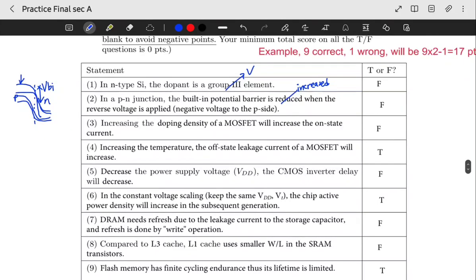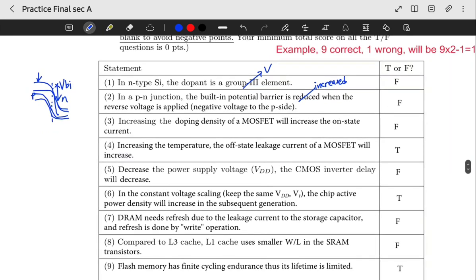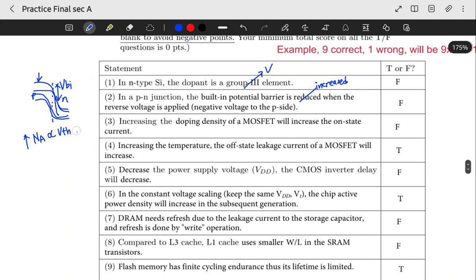Number 3, increasing the doping density of the MOSFET will increase the on-state current. There is a relationship: NA is proportional to VTH, which is the threshold voltage. So as we increase doping density, that means we increase threshold voltage, so it will decrease the on-state current. So the answer is false.